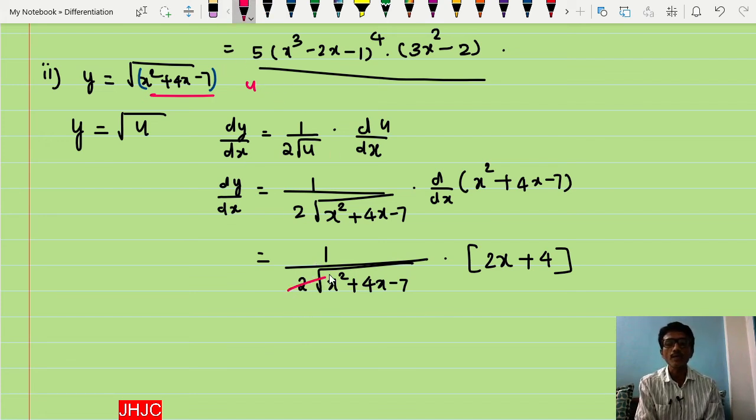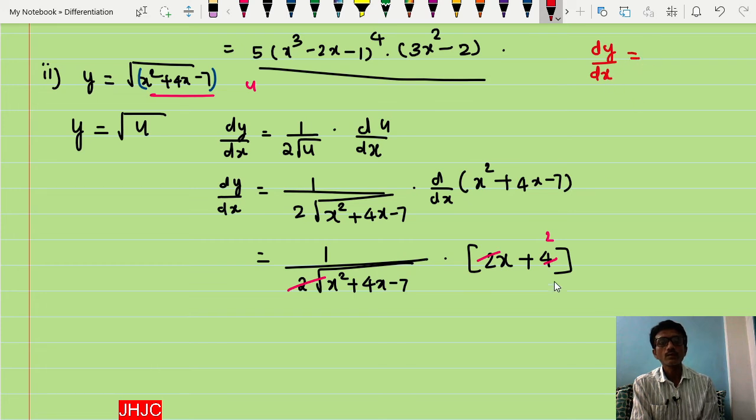We can cancel this 2, and a 2 will remain here. So our answer is dy by dx is equal to x plus 2 upon root of x square plus 4x minus 7.